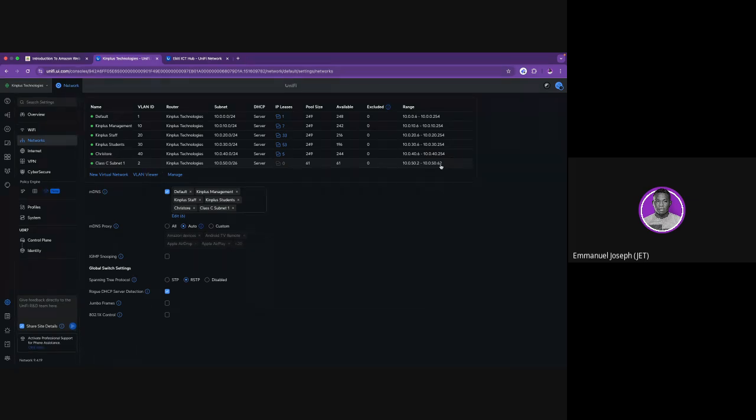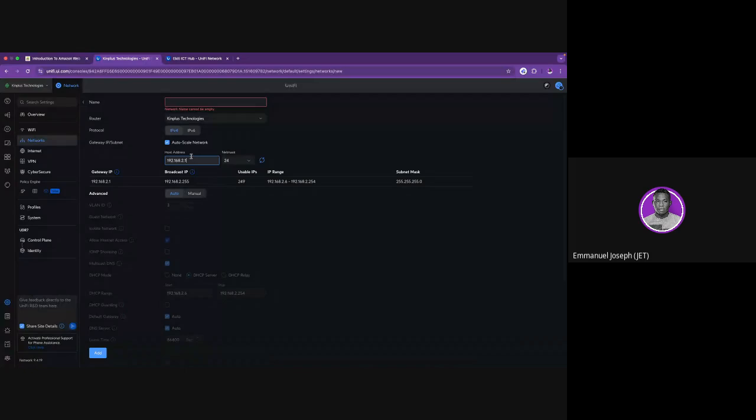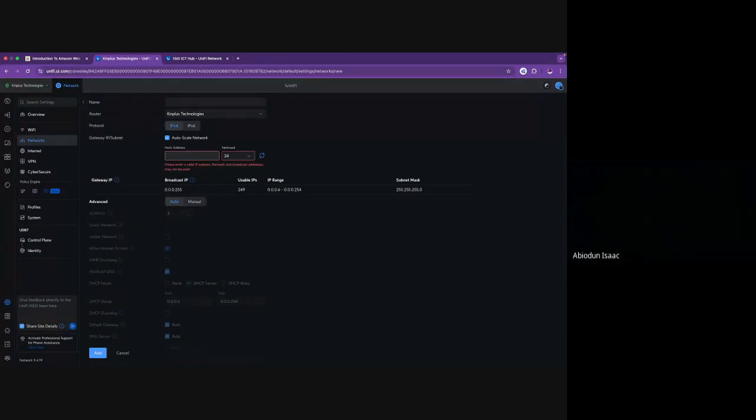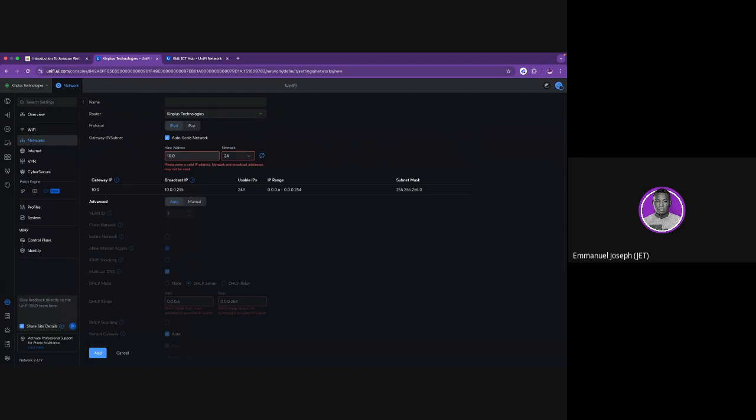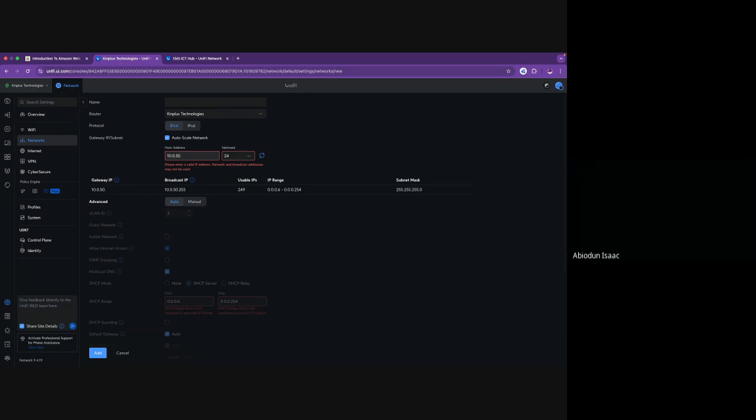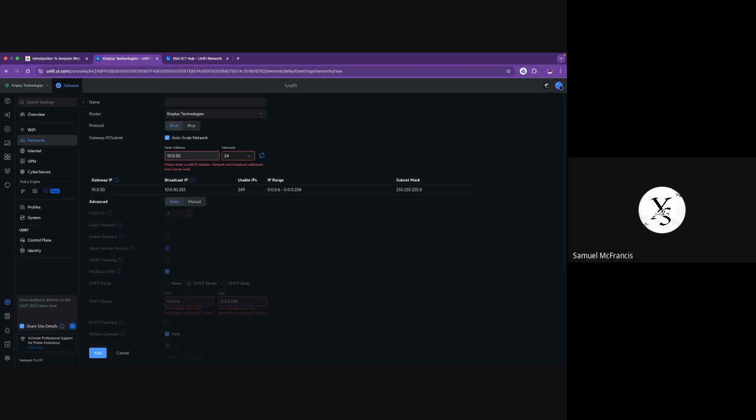So the next one we want to create, what is it going to be? That's what I'm asking now. What is this IP here supposed to be? It should be 10.0.64. What's next? Then 0.0, right? 0.0, yes.